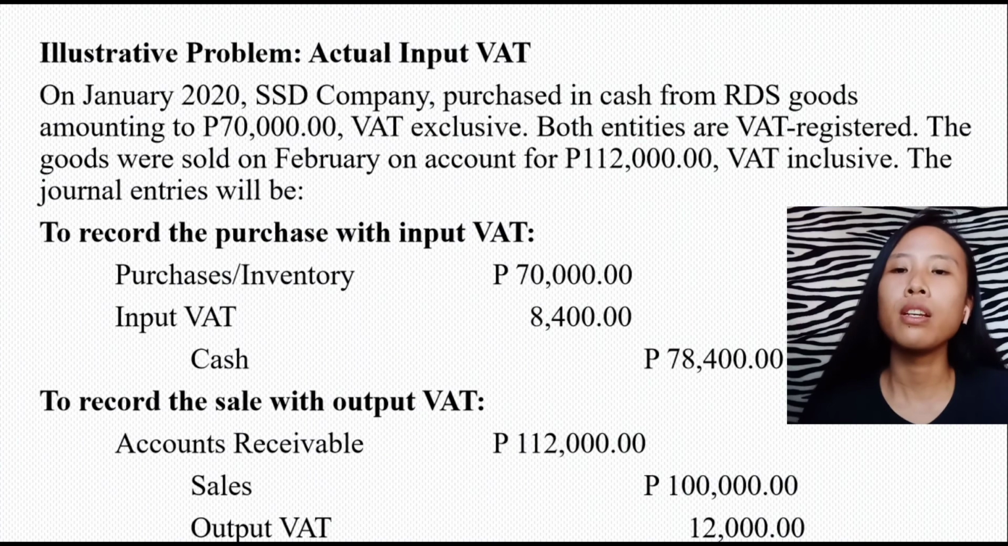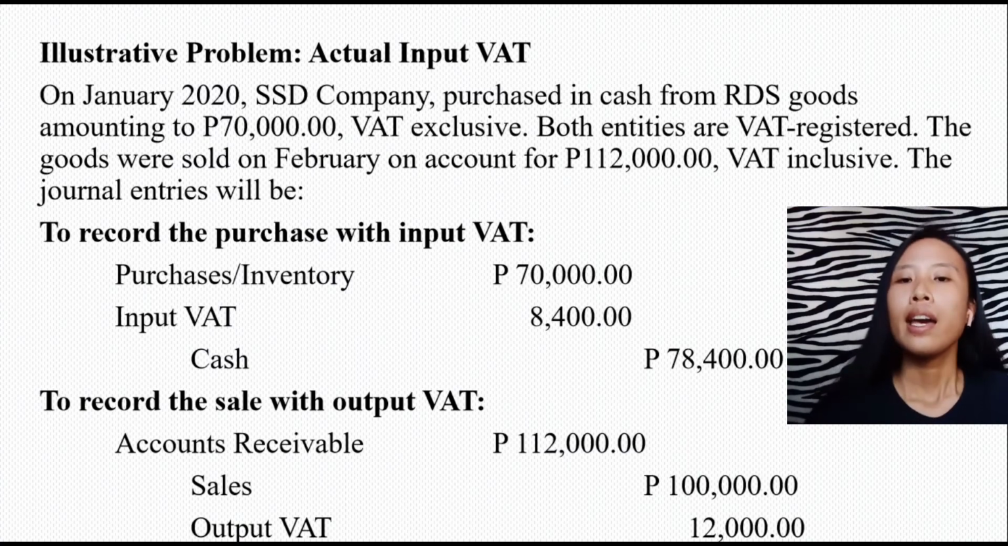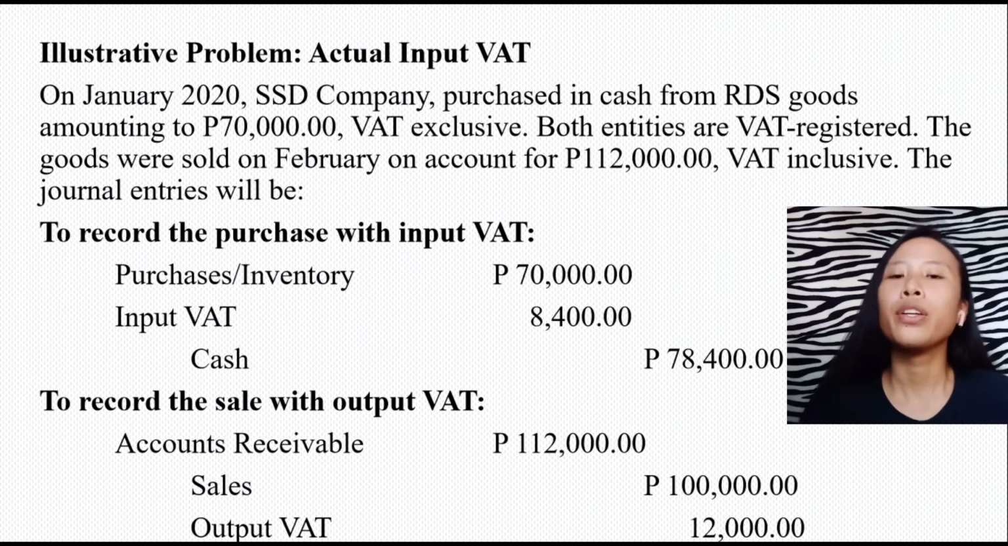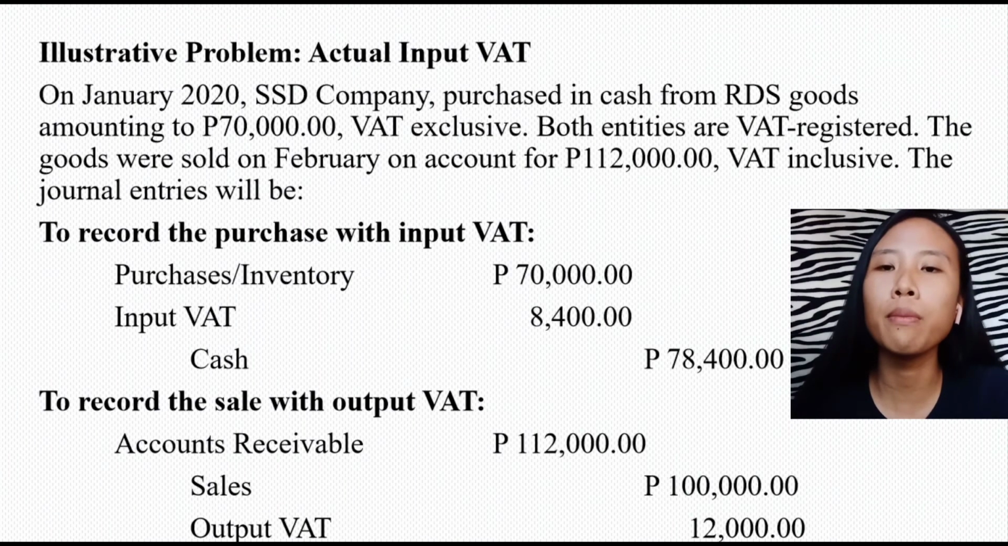Now let's go to the illustrative problems. Take note of the different journal entries we will be doing depending on what type of input VAT is involved. Now let's go to our first illustrative problem, which is actual input VAT. A company purchased in cash from another company goods amounting to 70,000 VAT exclusive. Both entities are VAT registered. The goods were sold in the following month on account for 112,000 VAT inclusive.